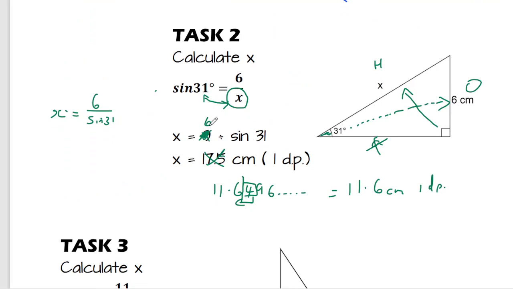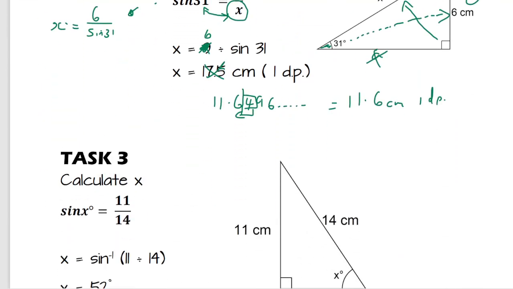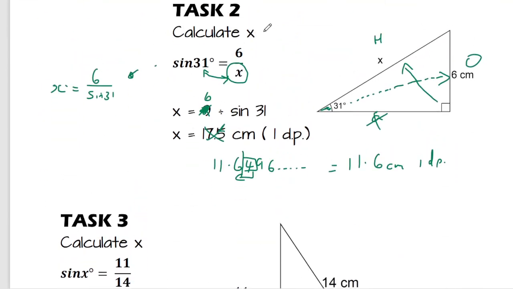They've just brought that through, so it should be 6 divided by sin 30, and you can see what we've done over here, 6 divided by sin 31, and we've written it in the format of the very first formula that they give us. Sin of the angle equals opposite divided by hypotenuse. Write in what you know and then calculate it.